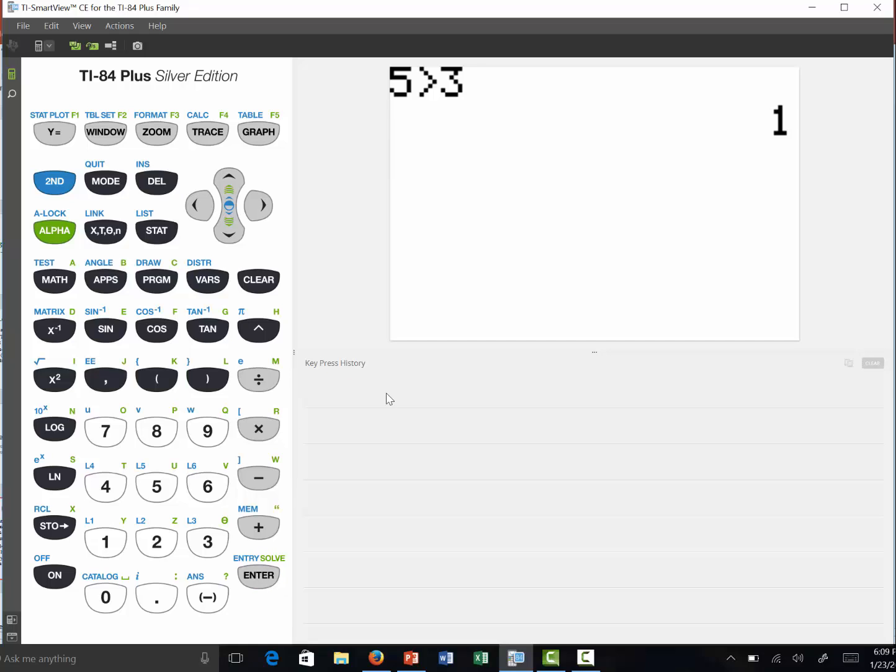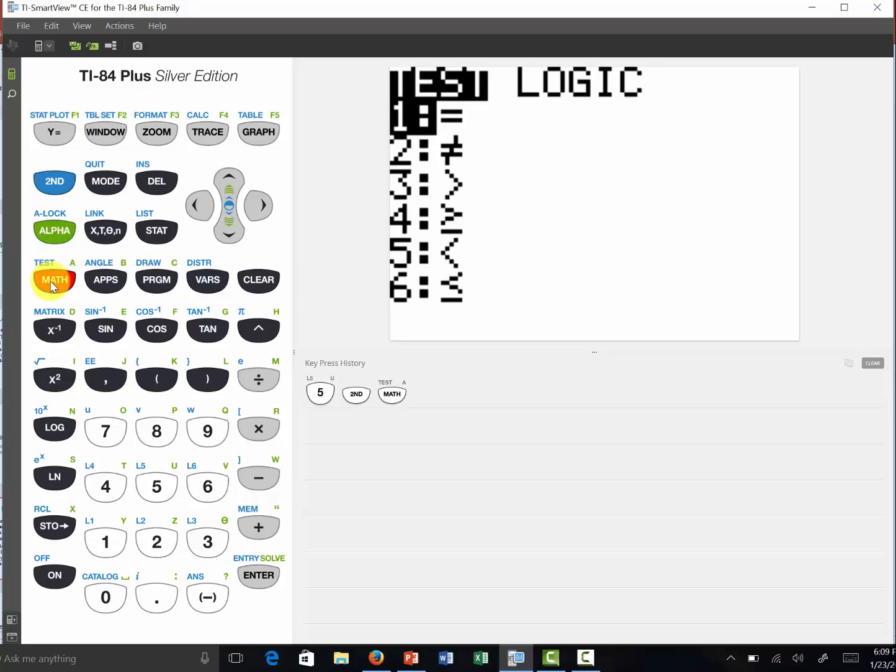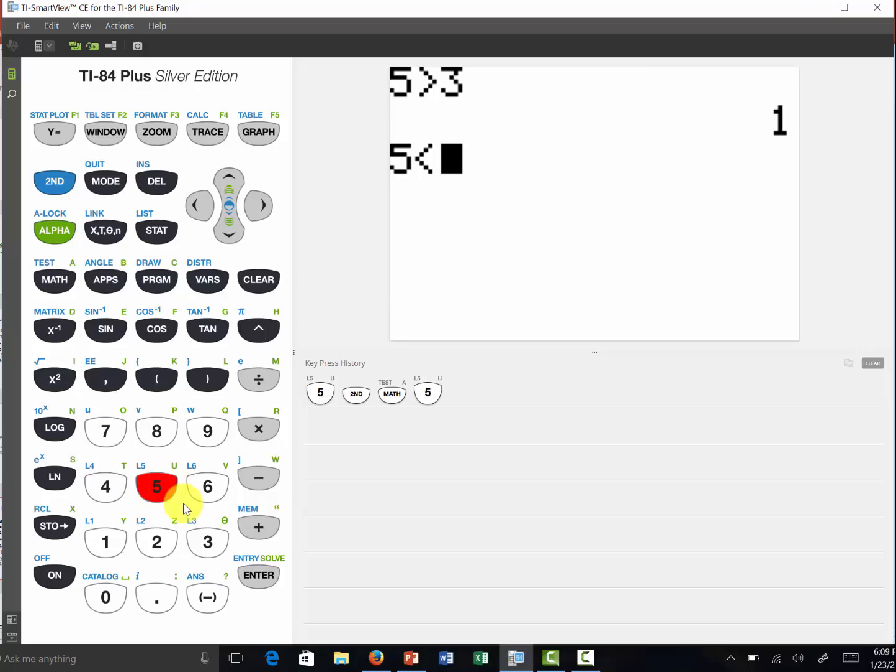Let's do a false statement. Let's try is 5 less than 3? 5. Then we go second math, which is our test window. This time we want less than. So that's number 5. Then we type in our 3. Of course, this statement is false, so the calculator should report, once I hit enter, a 0, and it does.